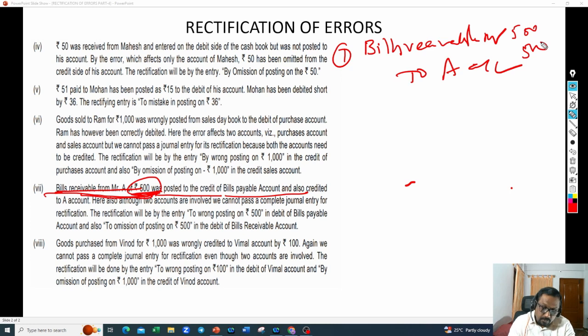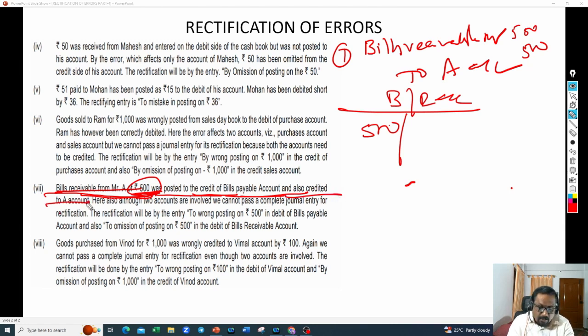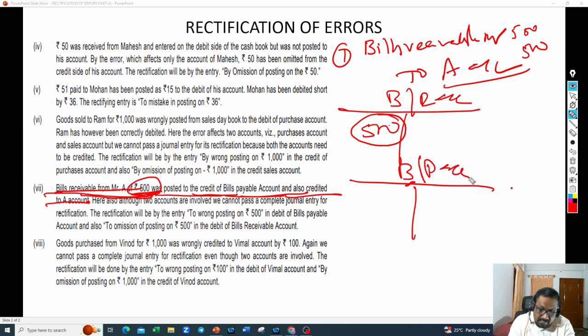But what did they do? So the bills receivable account, BR account, has to come in the debit side of 500. But what did they do? They posted it to the credit of bills payable account. They posted this in the credit side of the payable account and also credited A account. A account they credited correctly. There is no mistake in A account. But instead of debiting the bills receivable account, they went to the bills payable account and credited here.